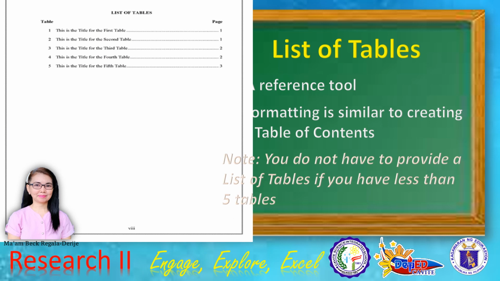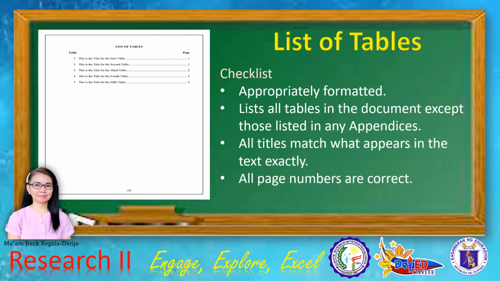So let's see the checklist. So we have here appropriately formatted. So be sure the margin, the font style, and the font size are set. The list of tables lists all tables in a document except those listed in any appendices. So no need to include that. And then all titles match what appears in the text exactly. So whatever is in the text is also the title of the table. All page numbers are correct. So you have to check that. Be sure that they can be found on that particular page. Alright?